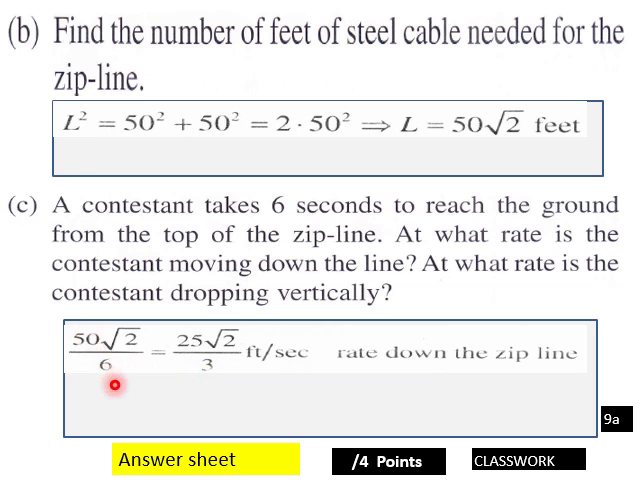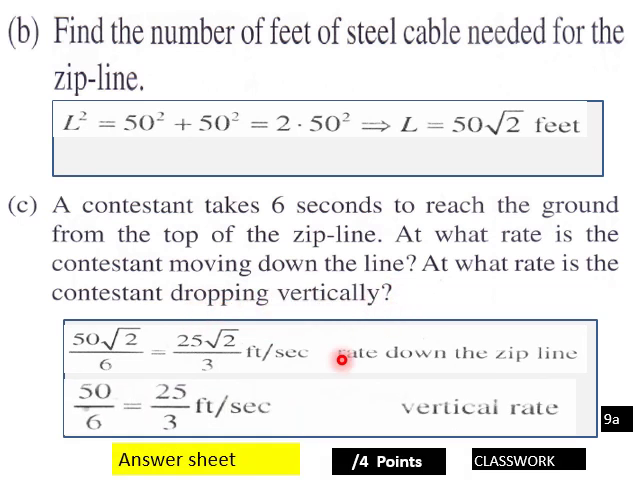So we factor out a 2 here, and we get 25 times square root of 2 over 3 feet per second. That's your rate down the zip line. So that's our rate.